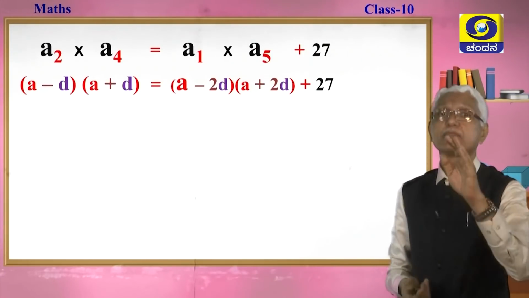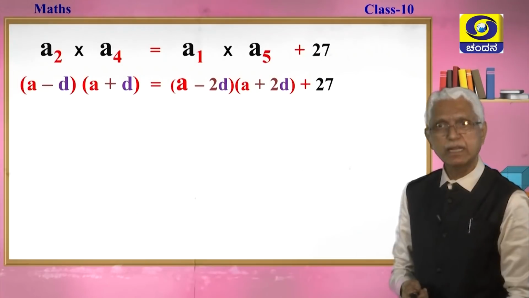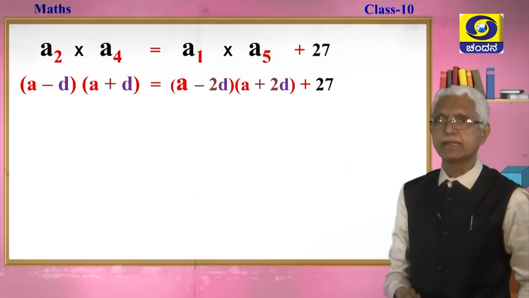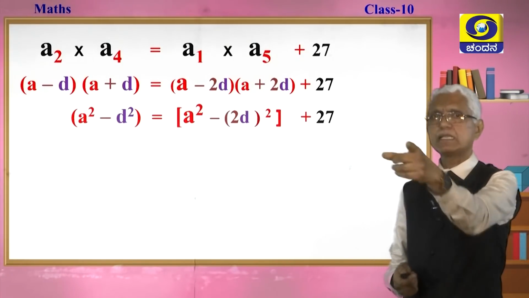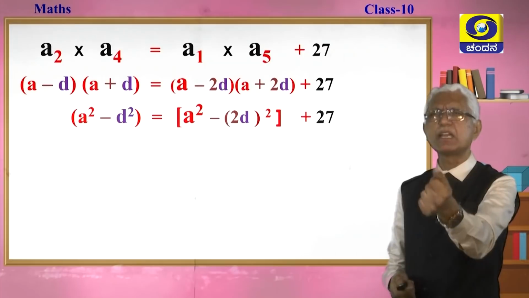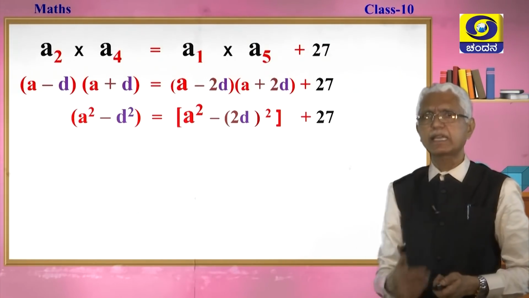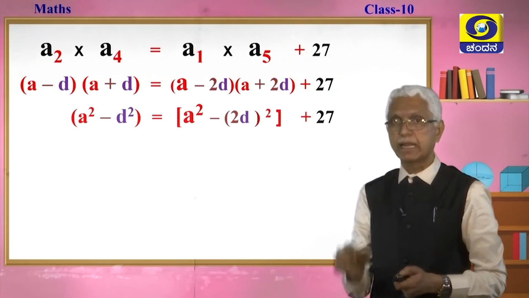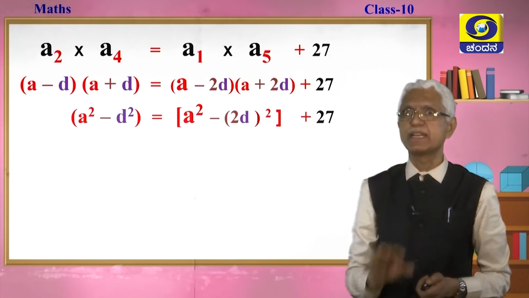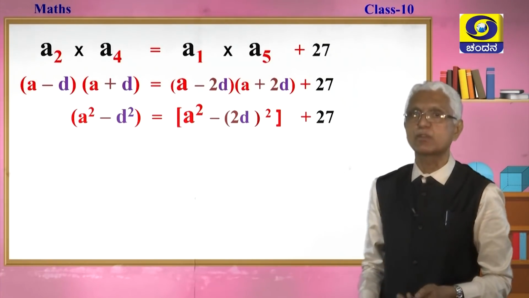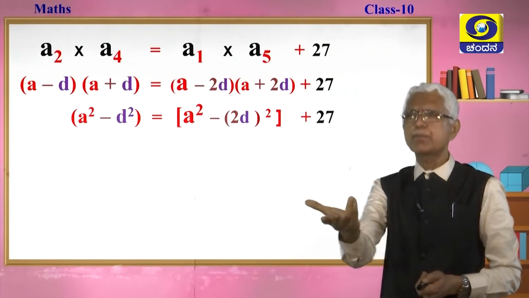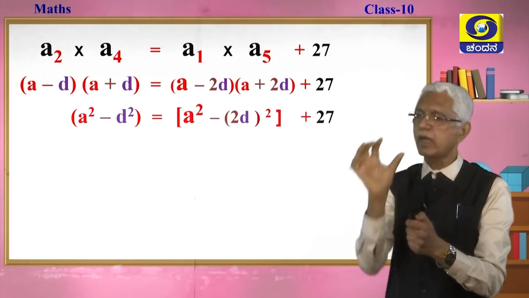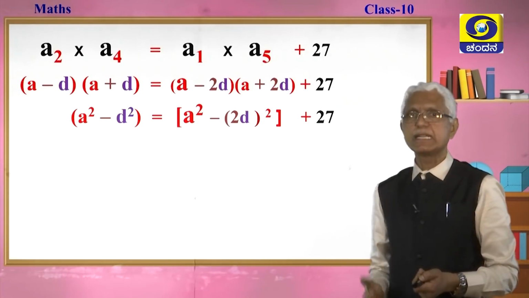The product of the second and the fourth is equal to the product of the first and the fifth plus 27. Absolutely clear. What is a minus d into a plus d? Identity: a plus d into a minus d is a square minus d square. Okay. Similarly, my dear children, an identity is observed there. A plus 2d into a minus 2d is a square minus 4d square, in the form of a plus b into a minus b, plus 27.